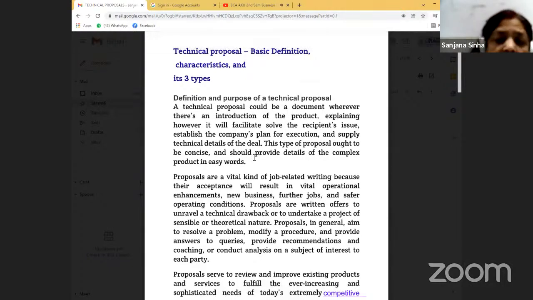जितने भी proposals आप लिखेंगे, whatever you are writing, whatever your proposal is for, it should be concise, it should be precise, and it should be very easily written in simple words so that the person at the receiving end understands. उसको समझ में आना चाहिए कि आपने क्या लिखा हुआ है. Simple, precise.